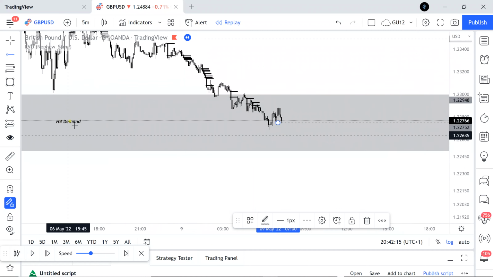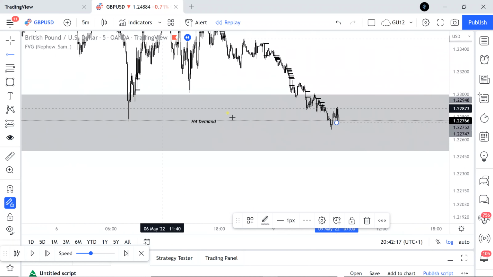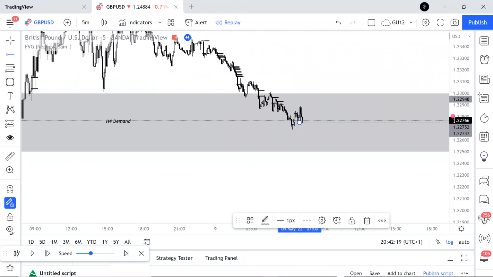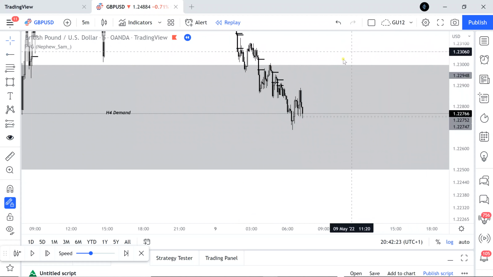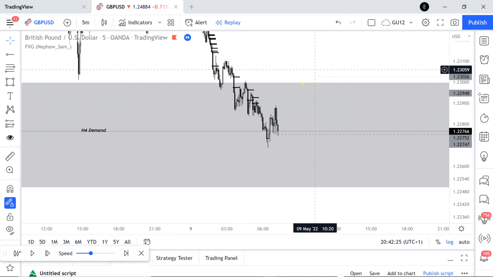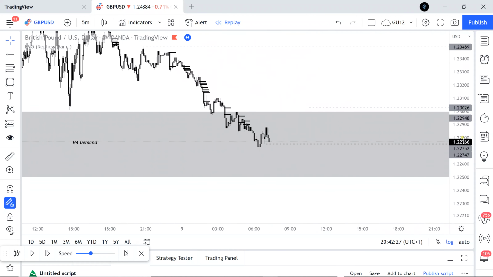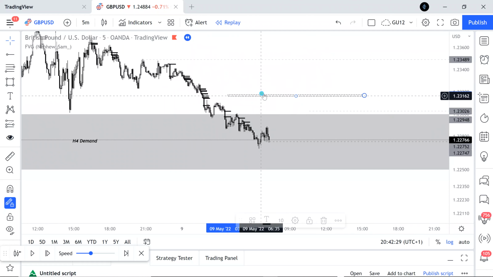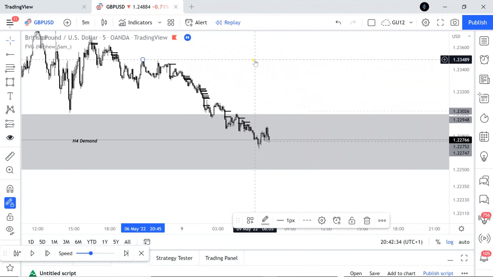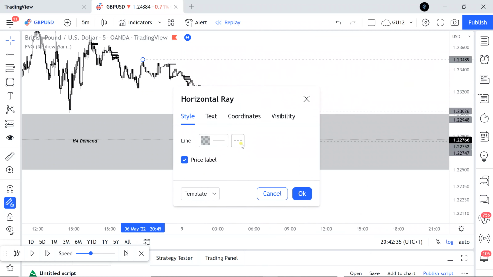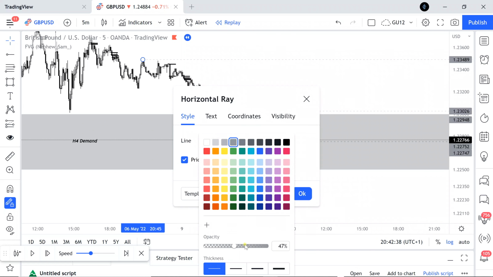So we'll just see how this unfolds. We're on an H4 demand level, which is from, I think, 2020. It's an ancient one, but it's still valid. So we have our Asia high and low. It's kind of hard to see, so I'm just going to emphasize them a little bit.